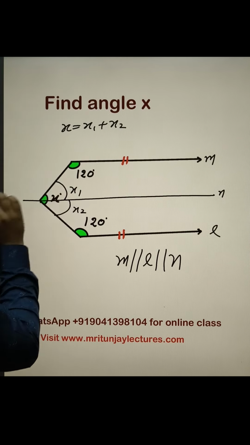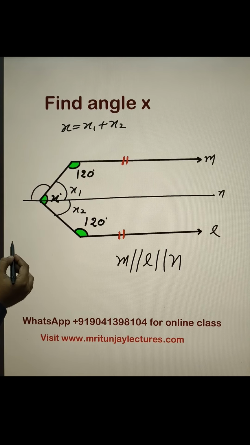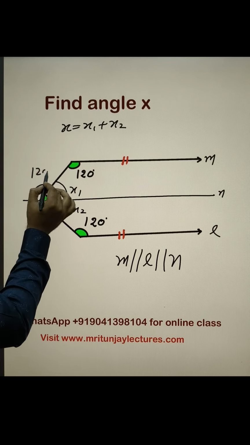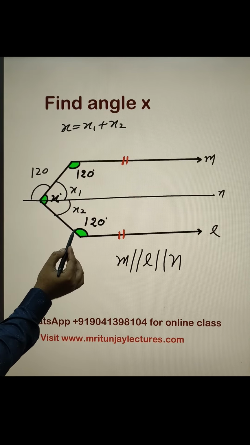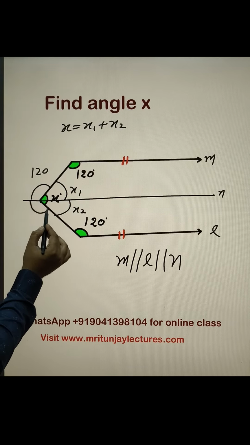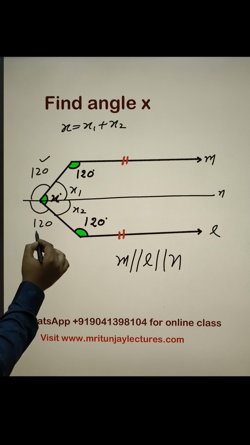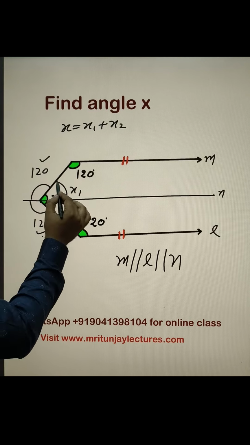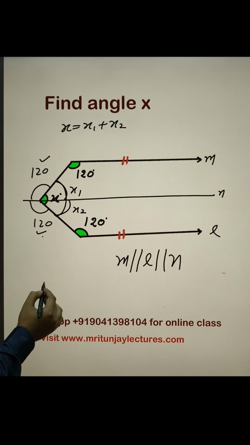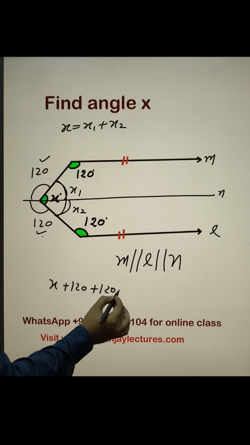If this one is 120, so what about that angle? Also 120. Okay. Same thing here. If that one is 120, so you can say that that one is also 120. Clear? After that, the sum of these three, 120, 120 and x, is how much? 360.